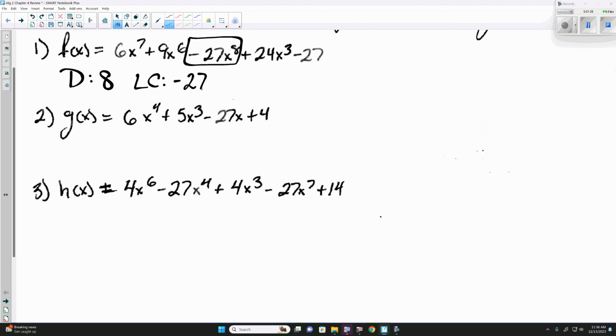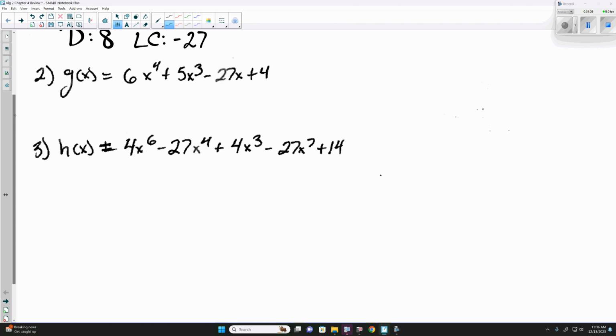Question on the first one here. Now it's not going to be 7, because it's not just the first term. This one is just not written in standard order, so it'd be this one here. If we look at number 2, the degree would be what? 4, because the biggest exponent is 4. The leading coefficient, the number in front of the variable with the biggest exponent, is 6, because our x to the 4th gives us the degree. The number in front of it is the leading coefficient.